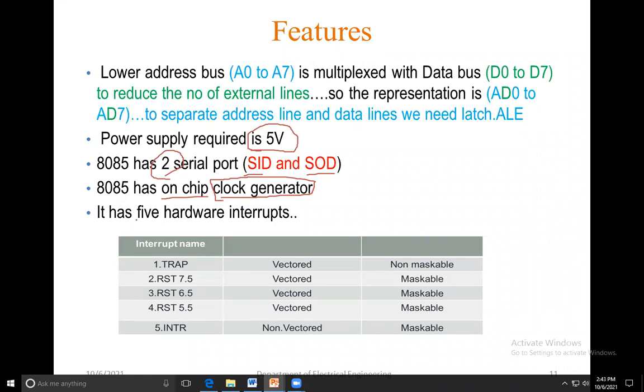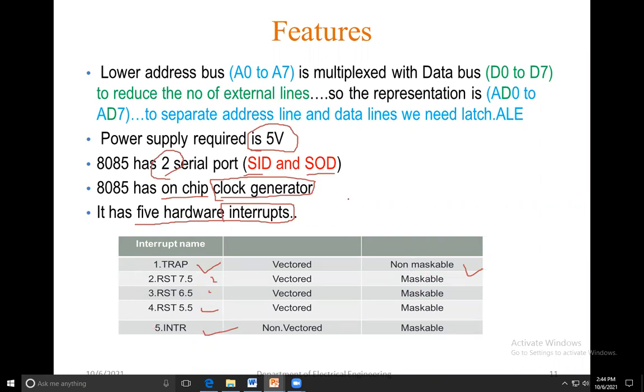Then there are 5 hardware interrupts. Interrupt means, these are the interrupts. This is the first, TRAP, which is a non-maskable interrupt. Then RST 7.5, 6.5, 5.5, and INTR, the interrupt request. These are the maskable interrupts. So you must remember what interrupt means and what is meant by maskable and non-maskable. First, they ask in your online examination: how many interrupts are present in your 8085? These are the 5 interrupts.